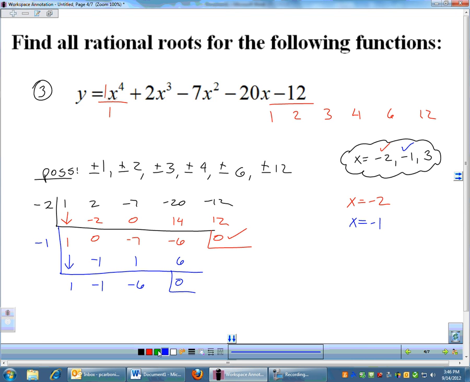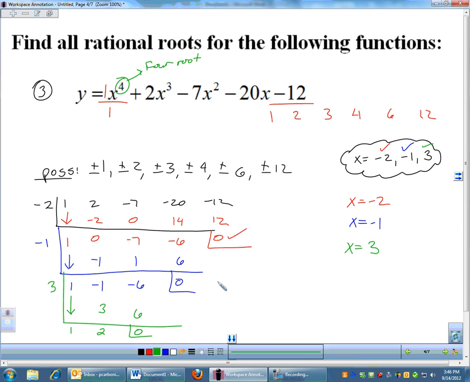Now I need to check 3. And since I did get a remainder of 0, I can just keep going down here. 3, bring down my 1. 3 times 1 is 3. -1 plus 3 is 2. 3 times 2 is 6. 6 minus 6 is 0. I got another remainder of 0, so that means 3 worked. So there's my other root. I have 3 of my possibilities worked, but there should be 4 roots, right? There's a possibility of 4 roots.